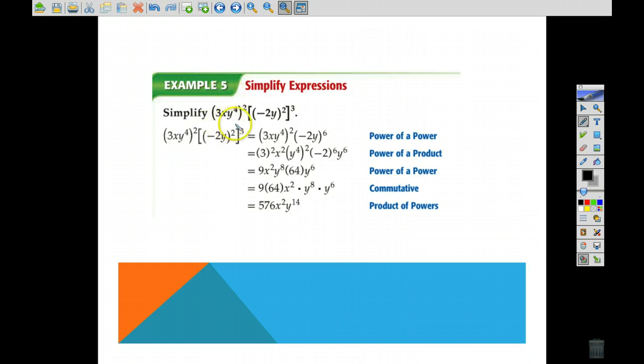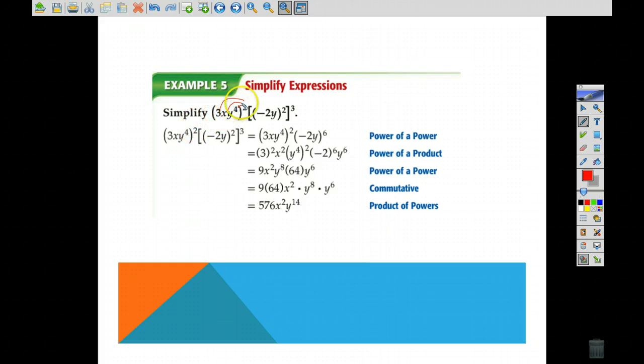Okay, so whoa, look at this problem. It looks really complicated, but if you just take it step by step, it's really not that complicated. All right, so let's try this. First thing we're going to do is give the power to everybody inside. It's kind of like the distributive property. You're distributing the power to everything inside, number or term.